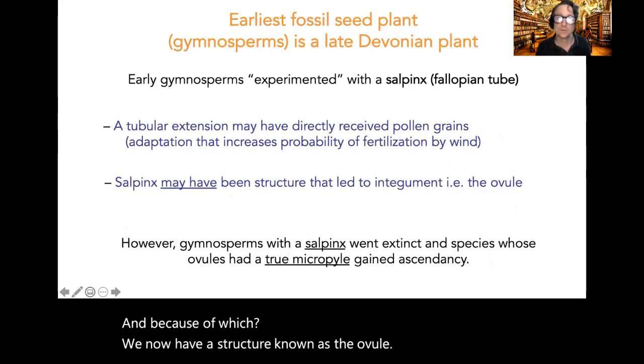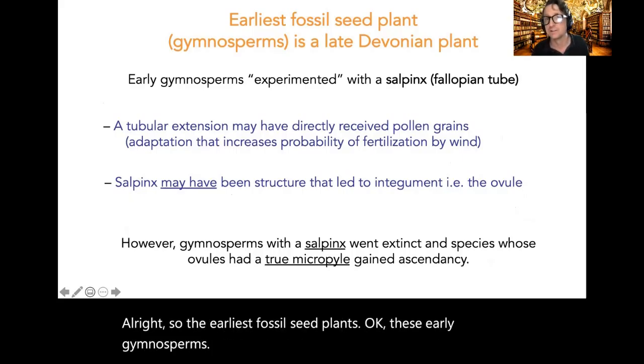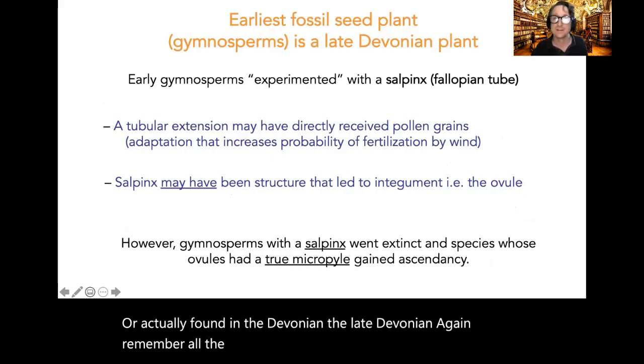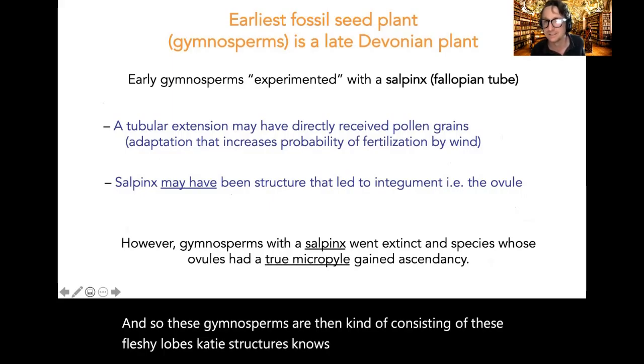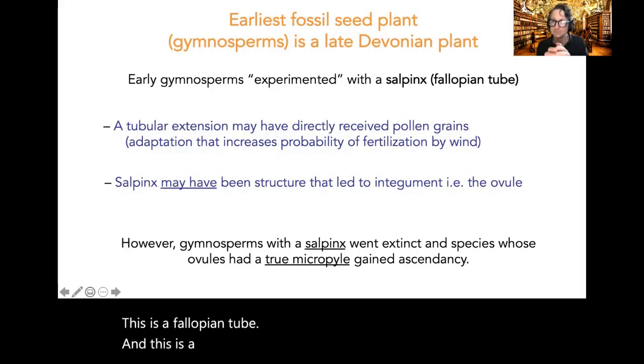All right, so the earliest fossil seed plants, these early gymnosperms, are actually found in the Devonian, the late Devonian. Again, remember all the action happens in the Devonian. And so these gymnosperms consist of these fleshy lobes, these structures known as the salpinx, okay? This is a fallopian tube. And this is a tubular extension, okay?